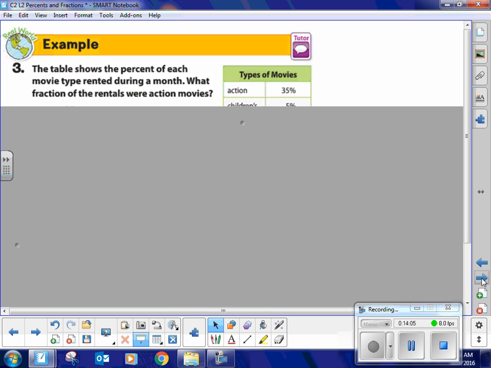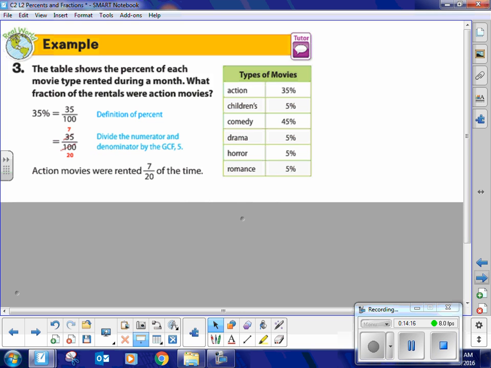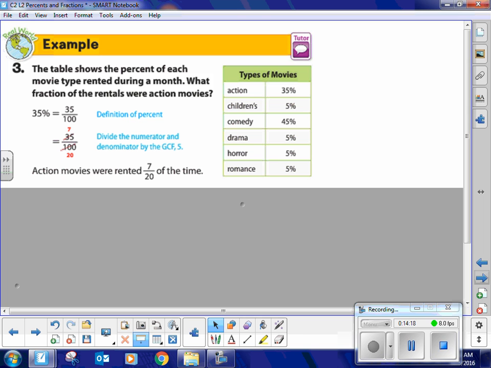I got one more example to show you before we try to turn fractions into percents. The table shows the percent of each movie type rented during a month. What fraction of the rentals were action movies? It says action movies, so go ahead and circle action movies so you're looking at only that.